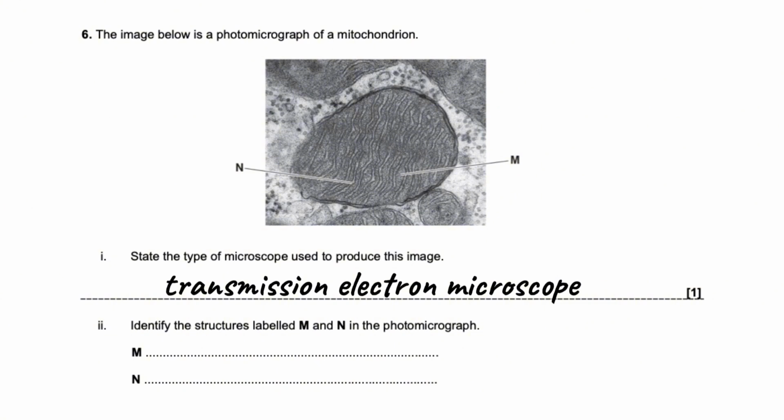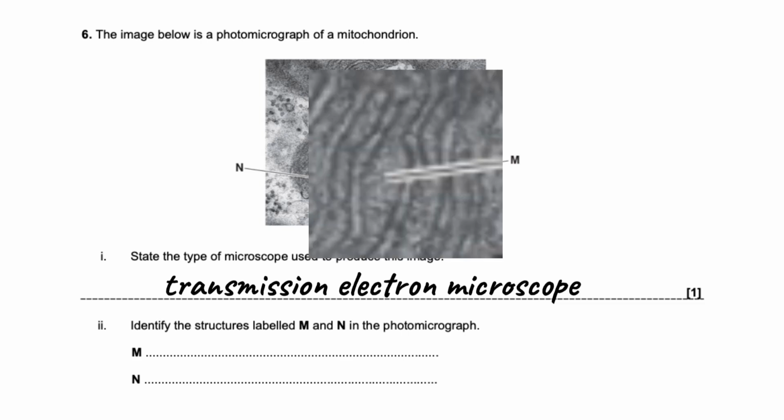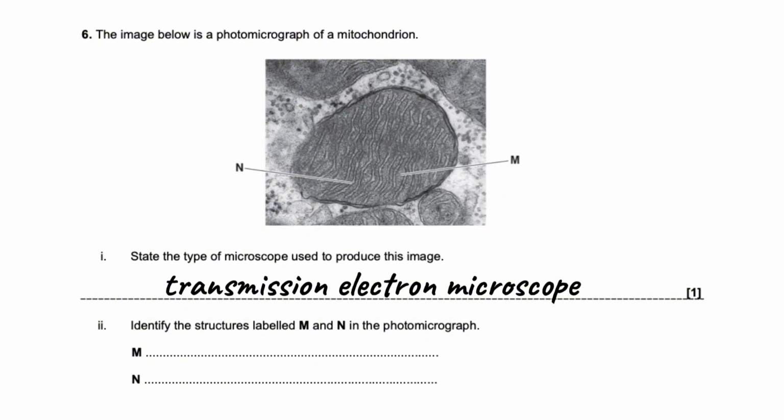Part II. Identify the structures labelled M and N in the photomicrograph. So, taking a closer look at the image, we can see that M is pointed at an area that's between the folds in the image. We know that fluid exists in the mitochondria that's between the folds and exists in the empty space, and that is called the mitochondrial matrix. So we can say that M is the mitochondrial matrix, or just the matrix for short.